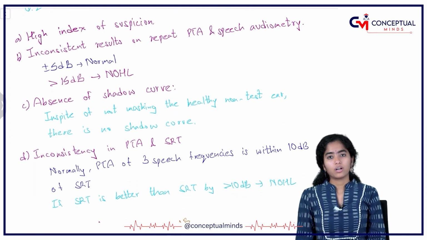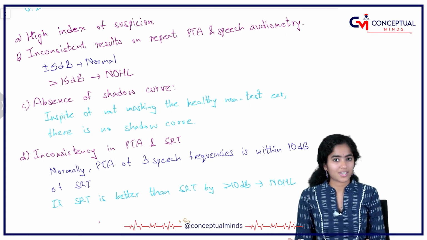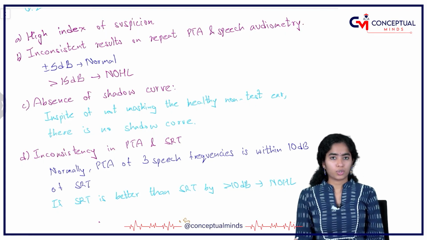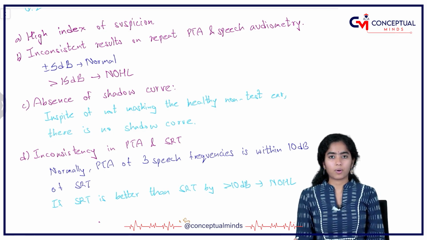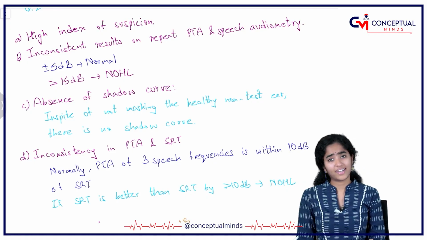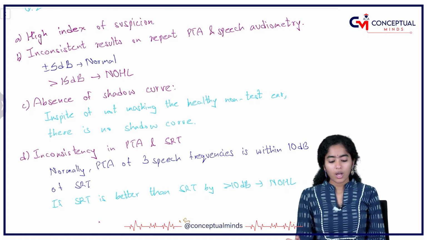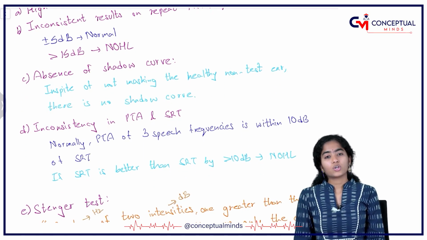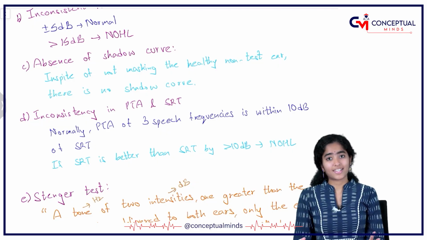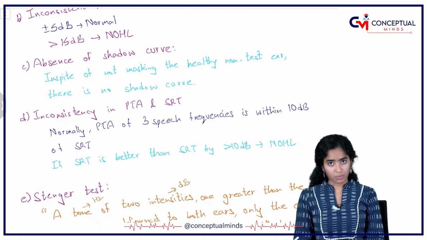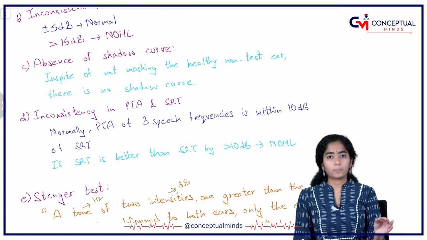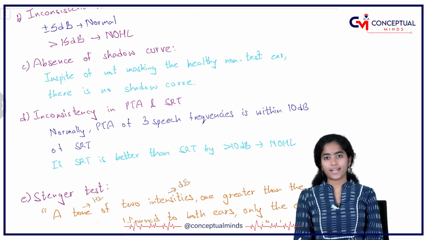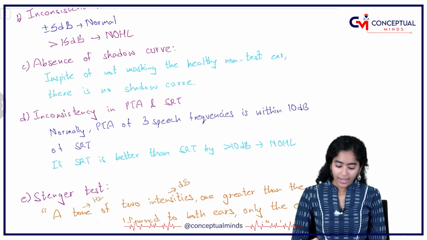How do we find this out? First, having a high index of clinical suspicion. The results of pure tone audiometry and speech audiometry are inconsistent upon repetition. A variation of up to 5 decibels is acceptable. More than 15 decibels variation points towards non-organic hearing loss. And normally a shadow curve is observed if at all masking is not done for the non-test ear. But absence of shadow curve is seen in non-organic hearing loss. A shadow curve is normally observed. Absence of shadow curve indicates non-organic hearing loss.